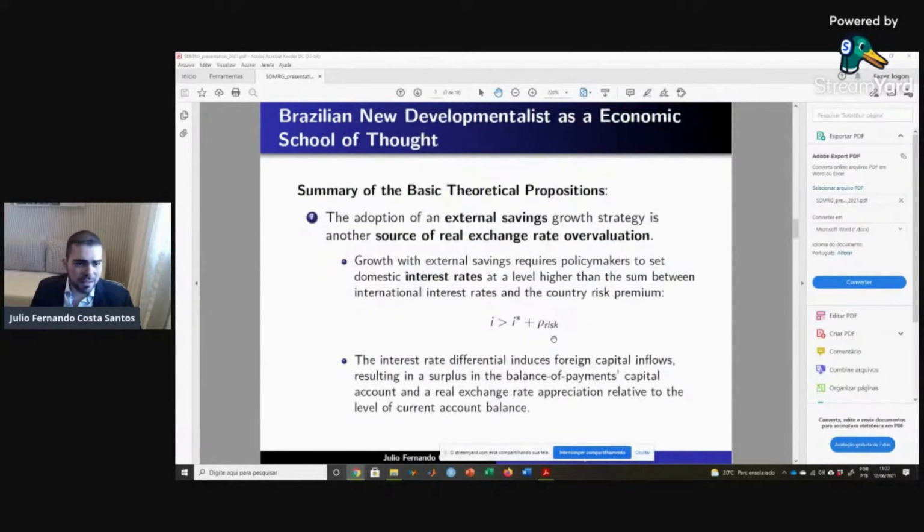Last but not least, point seven: the adoption of an external savings growth strategy is another source of real exchange rate overvaluation. Growth with external savings requires policymakers to set the domestic interest rate at a level higher than the sum of the international interest rate plus the country risk premium. This interest rate differential induces foreign capital inflows, resulting in a surplus in the balance of payments capital account and a real exchange rate appreciation relative to the level compatible with the current account balance.